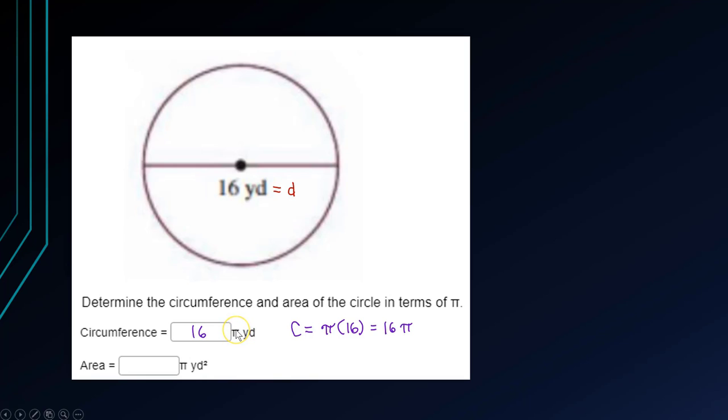For the area, though, there's only one formula. There's only pi times the radius squared. So knowing that 16 yards is the diameter means that the radius has to be half of that, or 8 yards. And so when I calculate the area now, I'm going to have pi times 8 squared, which gives me 64 pi square yards. So I'm just going to put 64 in there because the pi was already given.